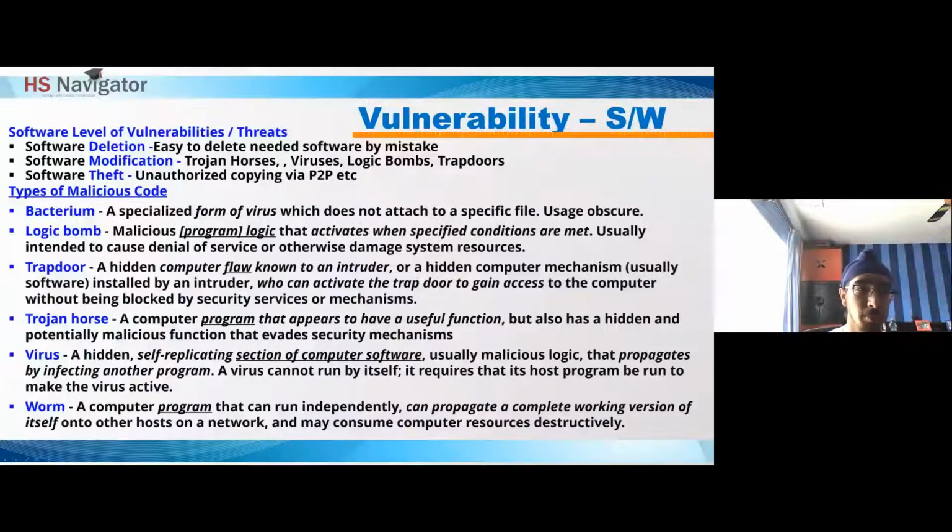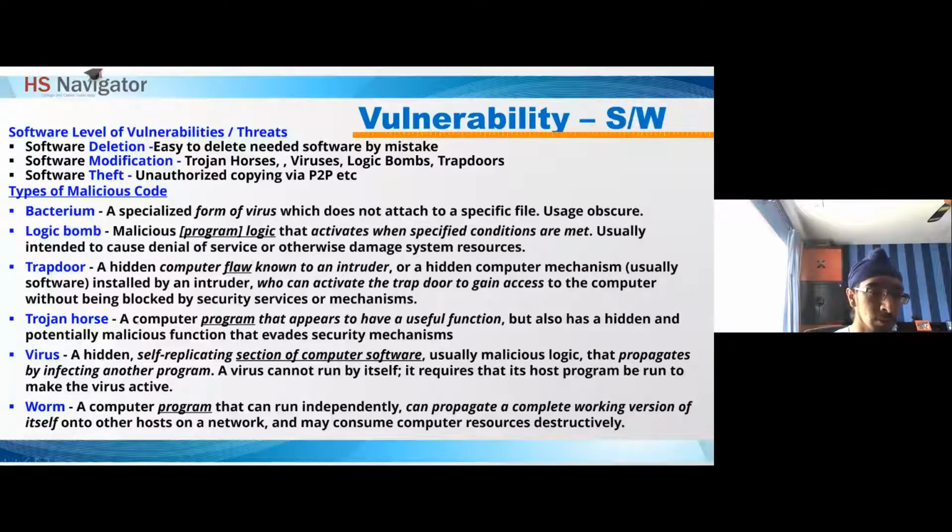The software vulnerabilities are the stuff we typically think about, like software deletion, software modification, like Trojan horses, viruses, and software theft, like torrenting or pirating or unauthorized copying. So these are some types of malicious code. The most famous ones that we think about are Trojan horses, which are computer programs that appear to have a useful function, but also have potential malicious functions in the background.